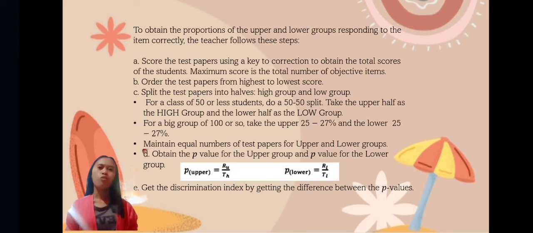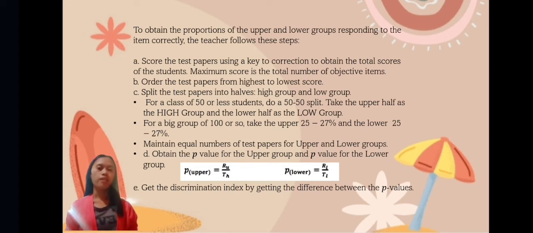For a class of 50 or less students, do a 50-50 split. Take upper half as the high group and the lower half as the low group. For a big group of 100 or so, take the upper 25 to 27% and the lower 25 to 27%. Maintain equal numbers of test papers for upper and lower groups.